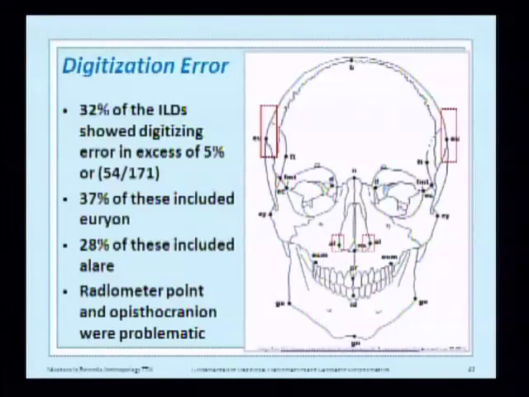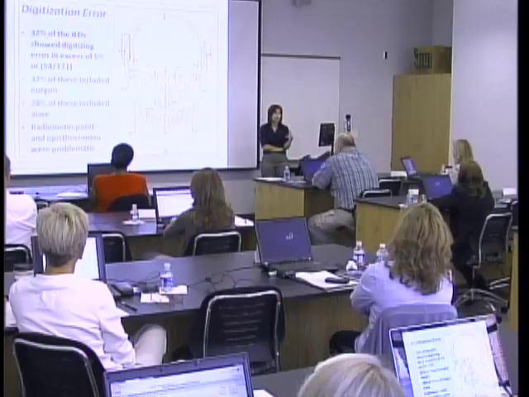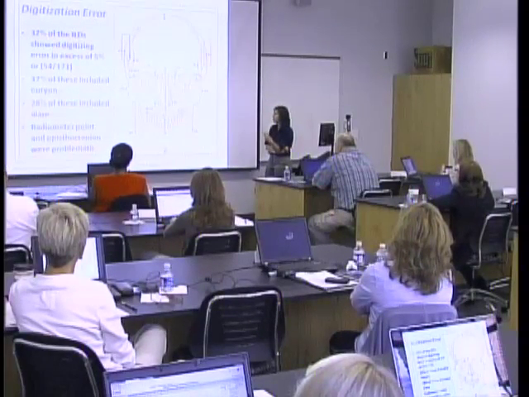The radiometer point is not part of the forensic set, but some of those who take the Howells measurements will see that those are very problematic. And epistocranium, it's the maximum length where you run your calipers to get your maximum length, kind of like Urion. So all of these, as you can see, were type 3 landmarks that gave you error in excess of 5%, which is unacceptable.